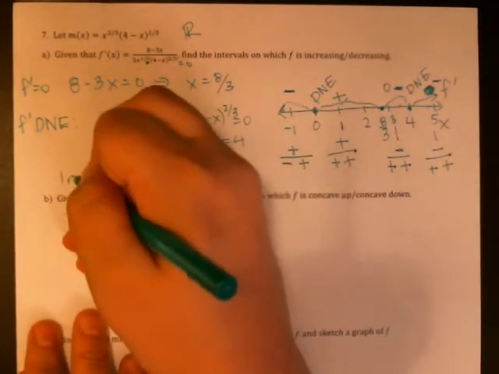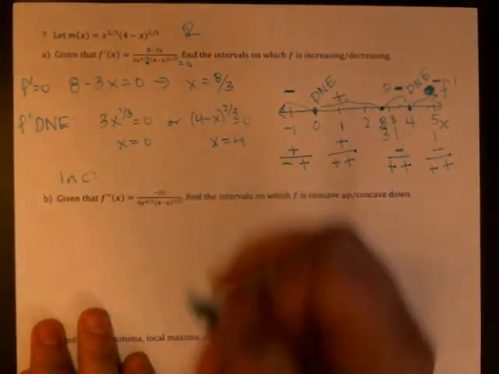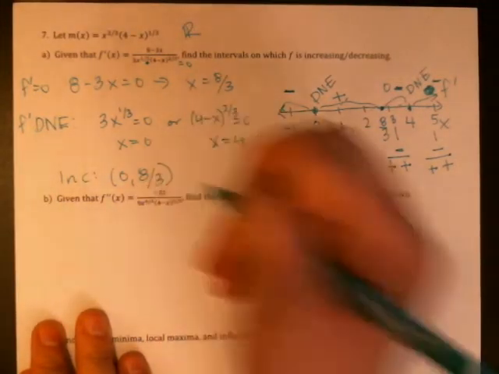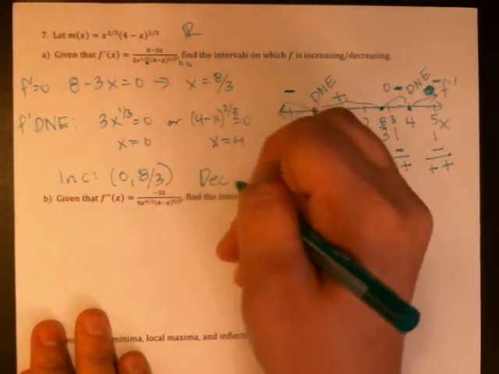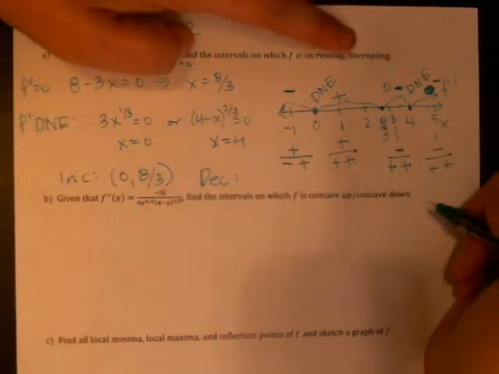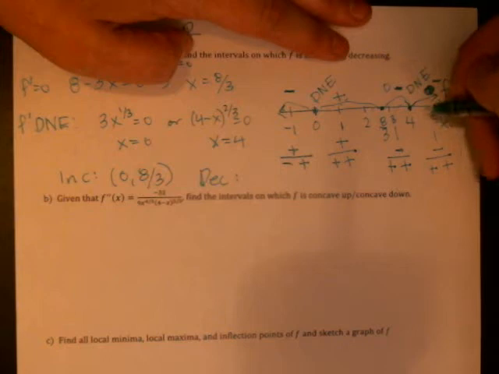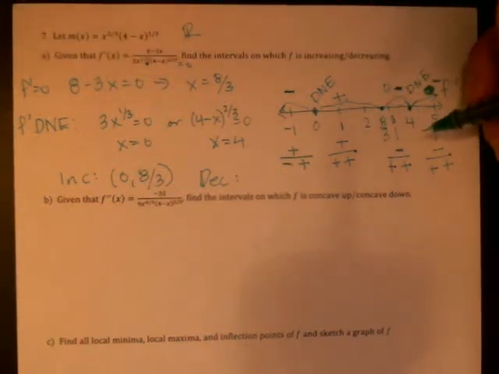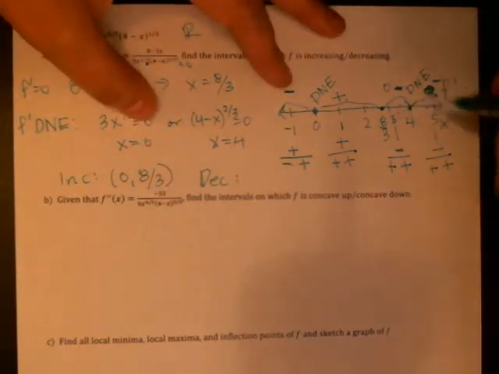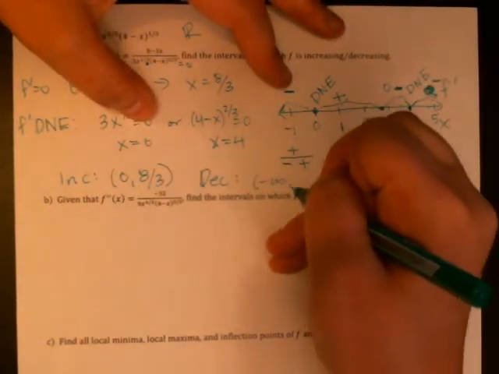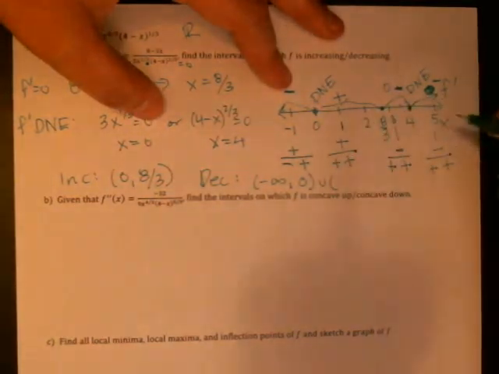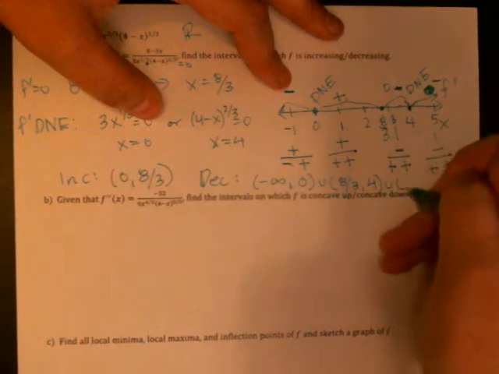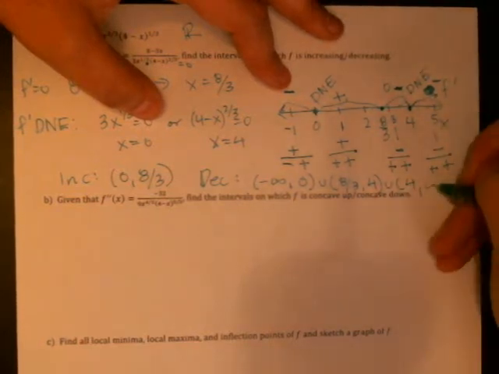So I'm going to say it's increasing from 0 to 8/3, else, but we need to list this carefully, everywhere else except at 8/3 and 0 and 4. At those, there's either a flat spot or something weird happening. So it's decreasing from negative infinity to 0, and then from 8/3 to 4. And notice I am listing this separately to make sure I leave out the 4, and then from 4 to infinity.